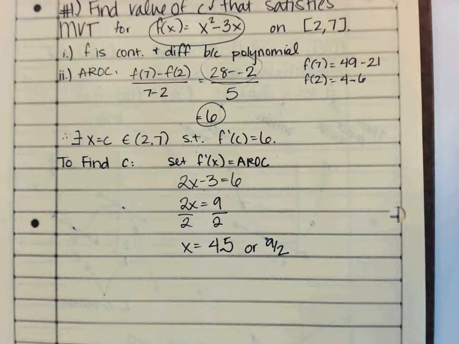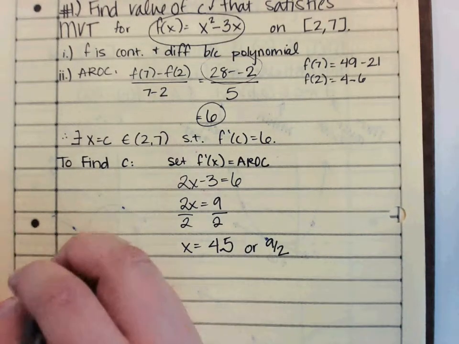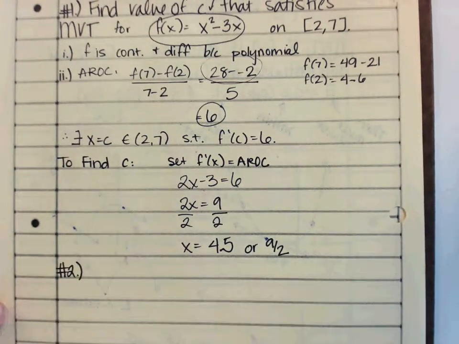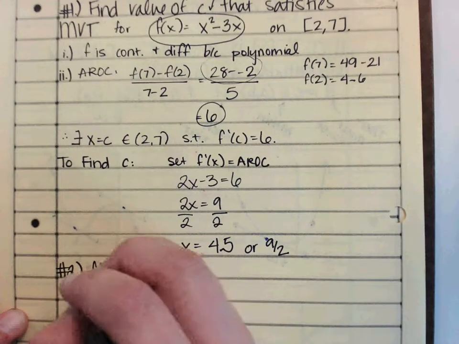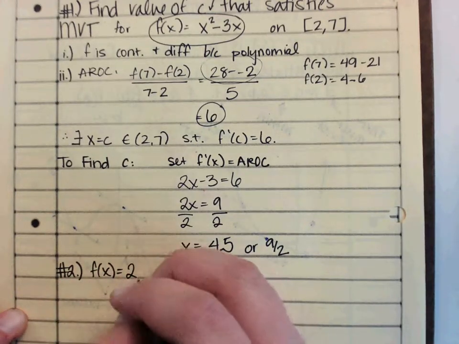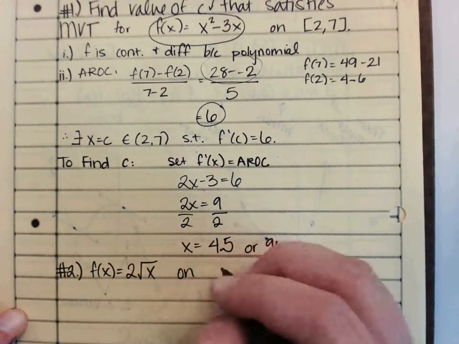All right, 2 more left. Next one. We're going to do a little square root, because why not? Okay, number 2, we're going to find the c value, same instructions. 2 root x on 4 to 9.